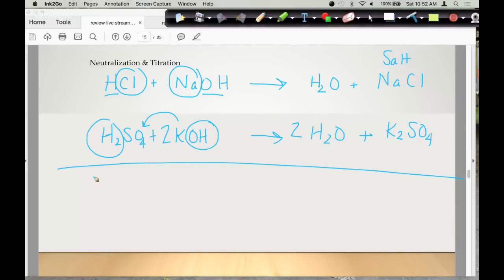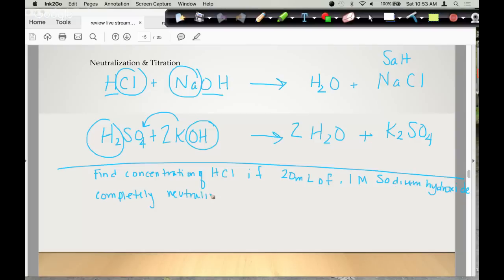So we might have a question that says, find the concentration of HCl if 20 milliliters of 0.1 molar sodium hydroxide completely neutralize 10 milliliters of hydrochloric acid.